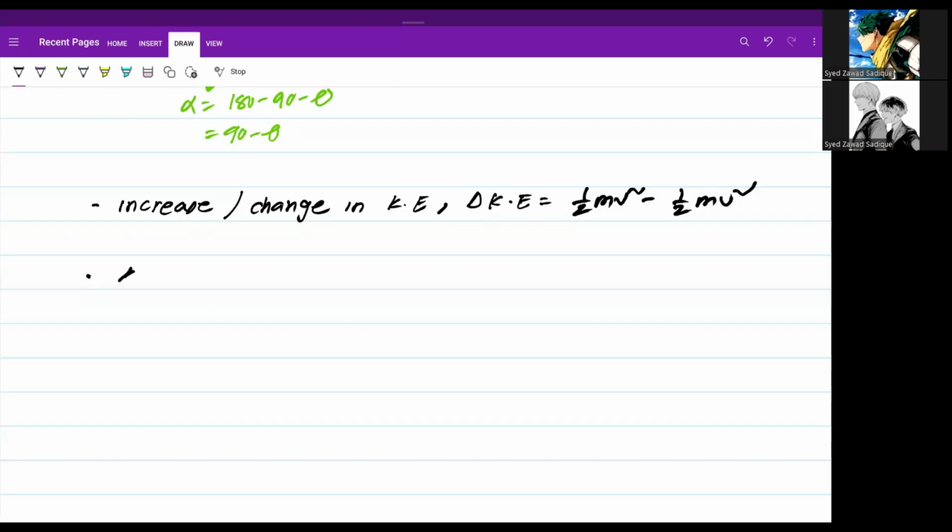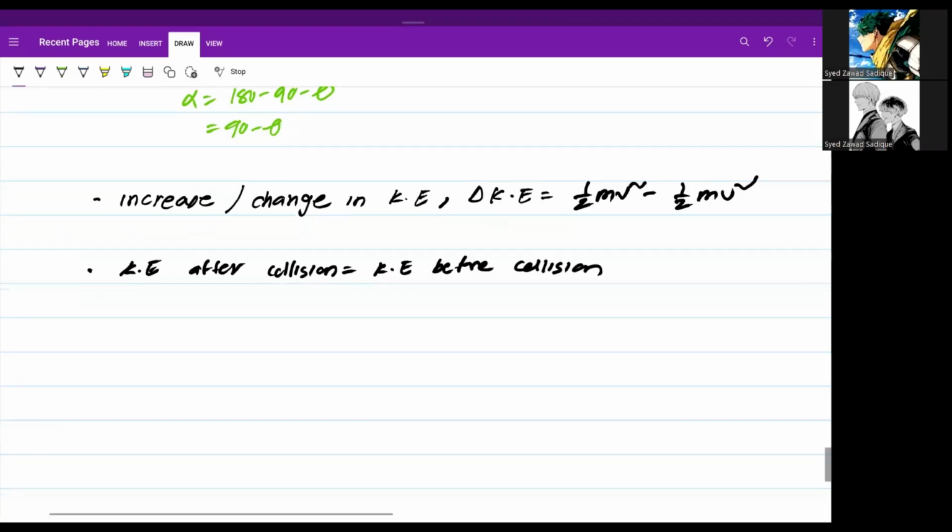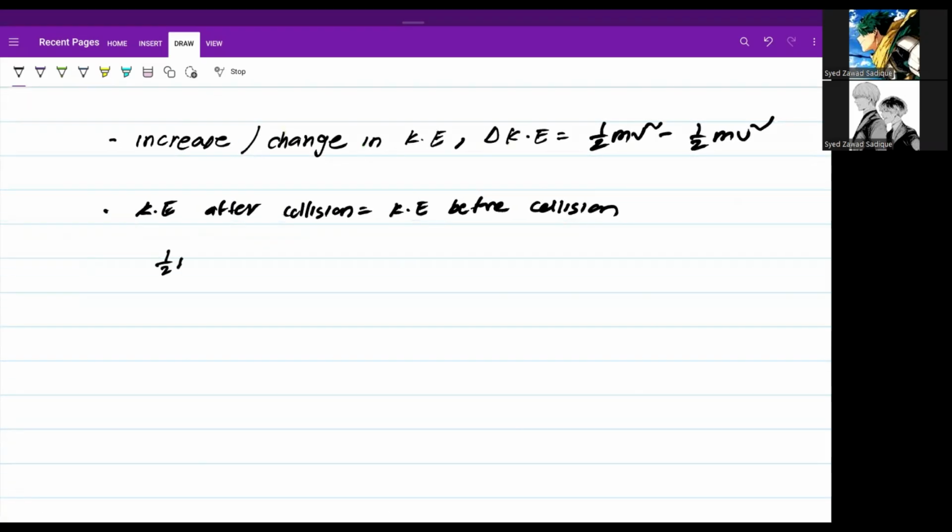So KE after collision is equal to KE before collision, which is half m v1 squared plus half m v2 squared is equal to half m u1 squared plus half m u2 squared. Okay, that's that.